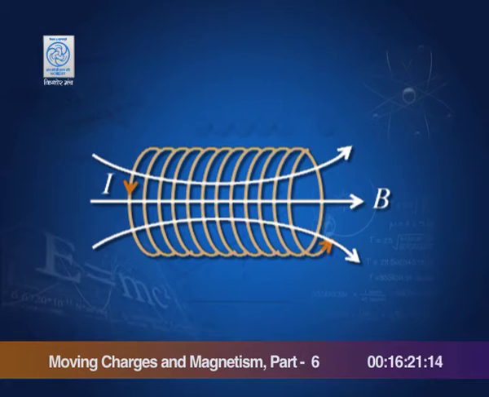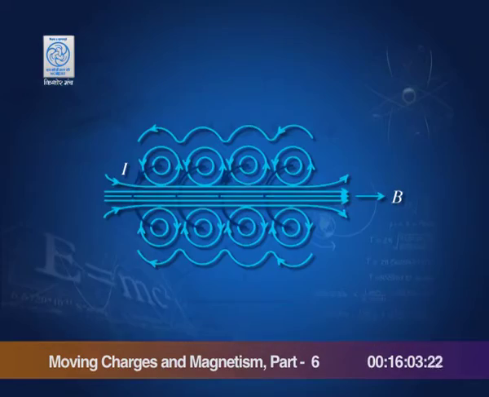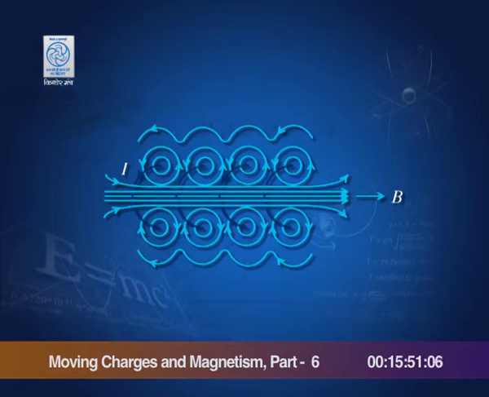For all loops it gets added, whereas in the periphery, for example in this loop, the magnetic field is going downwards, here it is going upwards. So, they cancel. Here it is going again downwards, here it is going upwards, they cancel. At each place they are cancelling, only the magnetic field at the center is being reinforced, and at the periphery the field is actually very weak. So, the field due to a solenoid is along the axis of the solenoid.